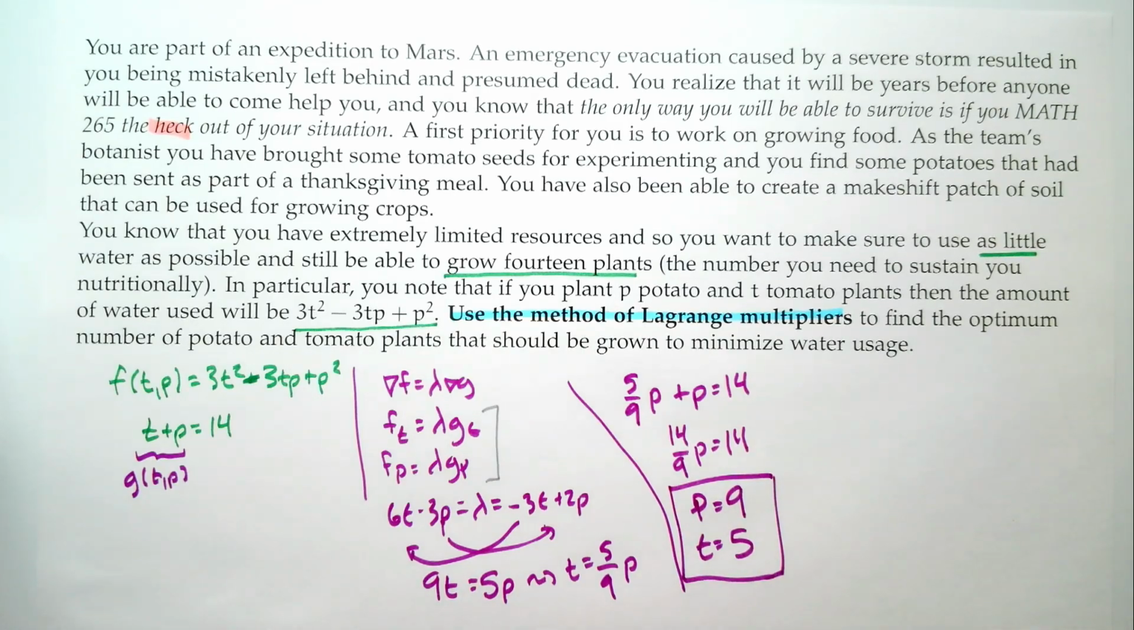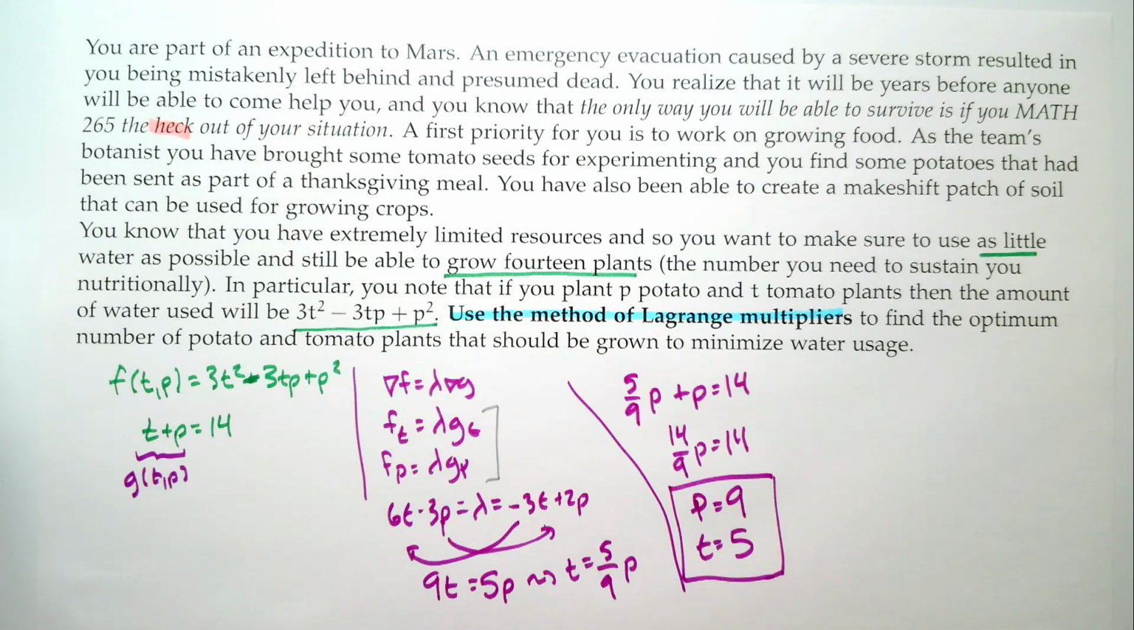And that's what the method of Lagrange multipliers says. We should produce 9 potato plants and 5 tomato plants. And that's where we'd stop. Now, of course, if you were on Mars, you probably have a lot of time on your hands because all you have to watch is reruns of Happy Days. So what do you do? Well, you say, maybe let me just make sure it's a maximum.